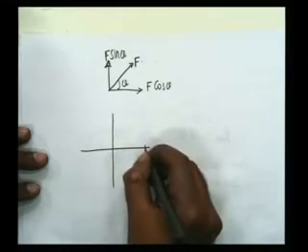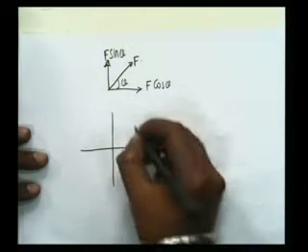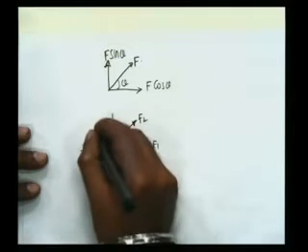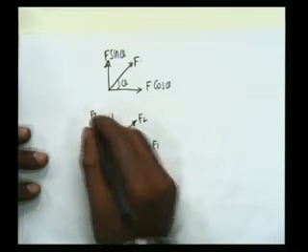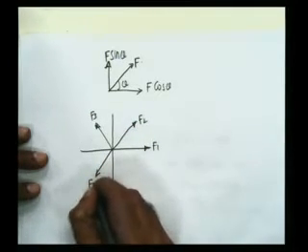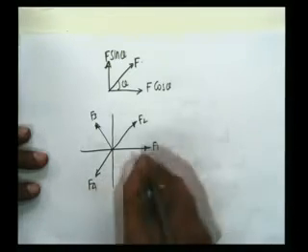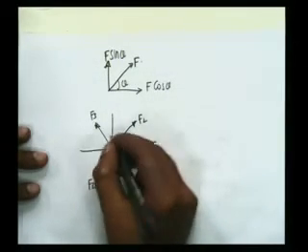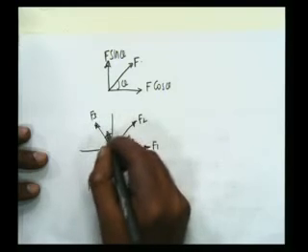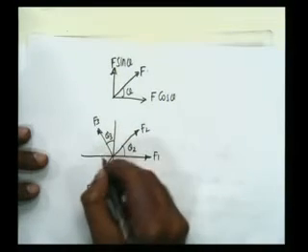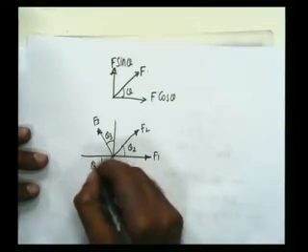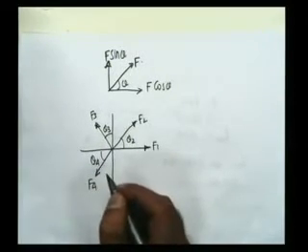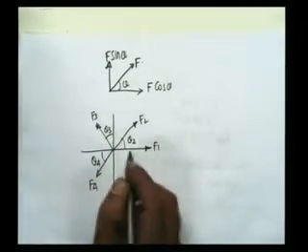Now say there is a force system which is acting. Let us say this is force F1, this force is F2, this force is F3 and this force is F4. These are the four forces. The angle made by F2 with horizontal is say theta 2 and the angle made by F3 with respect to vertical is say theta 3 and the angle made by F4 with respect to horizontal is say theta 4. Now we can resolve all these forces into their components.